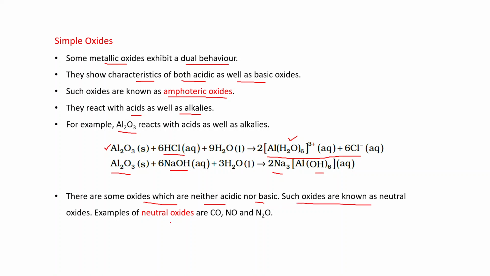There are some oxides which are neither acidic nor basic. Such oxides are known as neutral oxides. Examples of neutral oxides are CO, NO and N2O. Students, thank you.